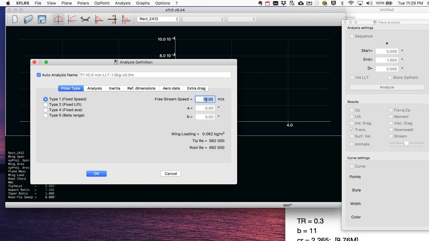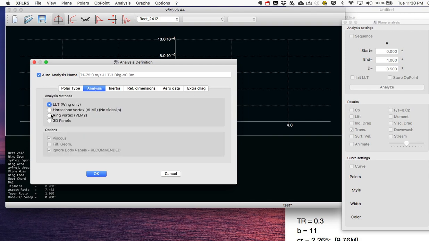So we're doing a type 1. So this is fixed speed, fixed flight condition, 75 meters per second. We're going to use the VLM2, leave the viscous on. And so it's not a true viscous solver. It's going to run the inviscid solver, and then it's going to do a viscous estimate for the profile drag based on XFoil. It doesn't have any feedback to the actual pressure distribution and therefore induced drag. This is an add-on. I would consider this an add-on.